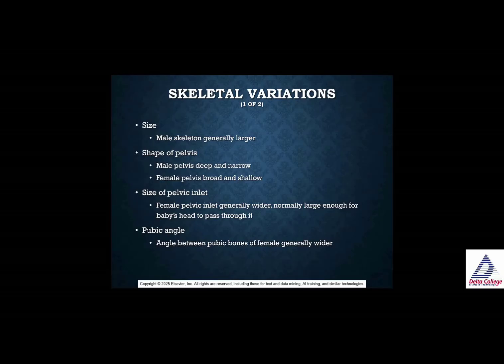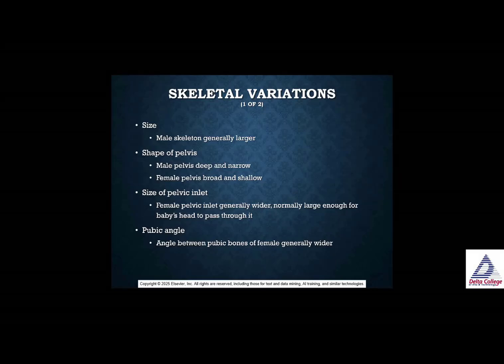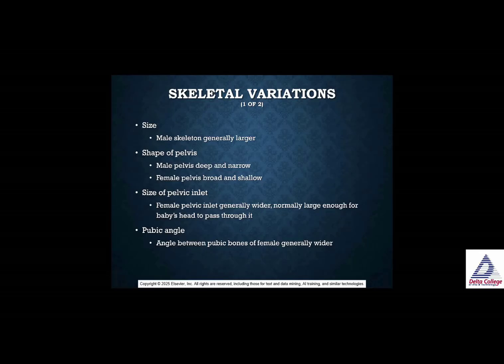Now let's talk about variations in our skeleton. So the size. The male skeleton is generally larger than the female's, and the shape of the pelvis is different. In males, the pelvis is deep and narrow. In a female, the pelvis is broad and shallow. That's why we can give birth to children. The size of the pelvic inlet in females is generally wider, normally large enough for a baby's head to pass through it. So the bones are about that wide there.